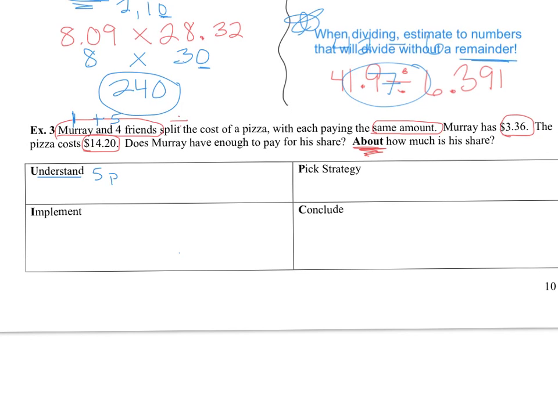So 5 people are splitting the cost of pizza. Yum. Okay, so that's what I'm trying to figure out. And does he have enough money? All right, so picking a strategy, we are probably going to estimate, right? So we are going to round to make sure we have enough moolah.